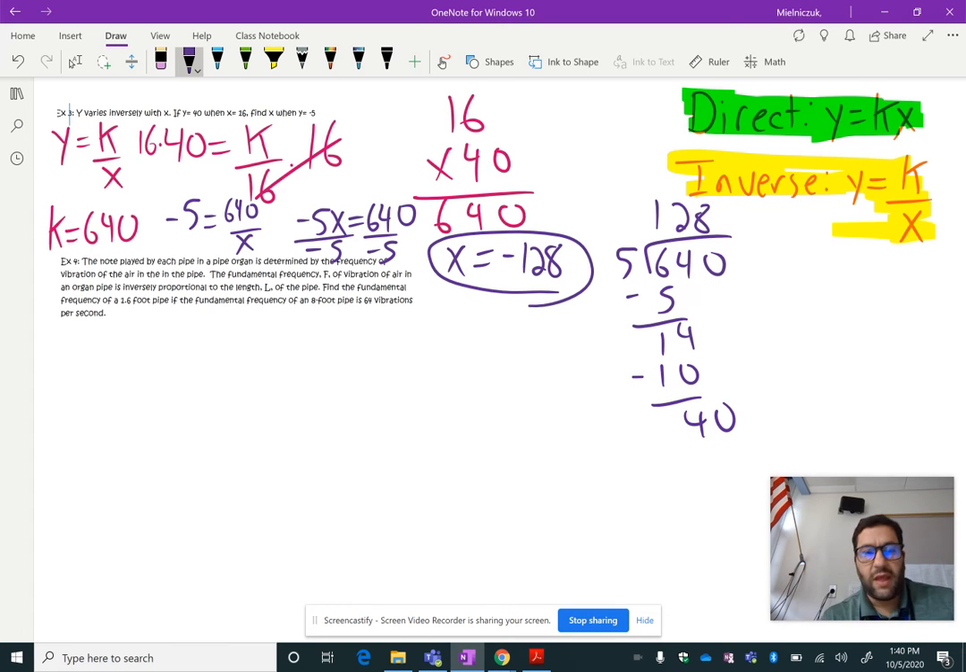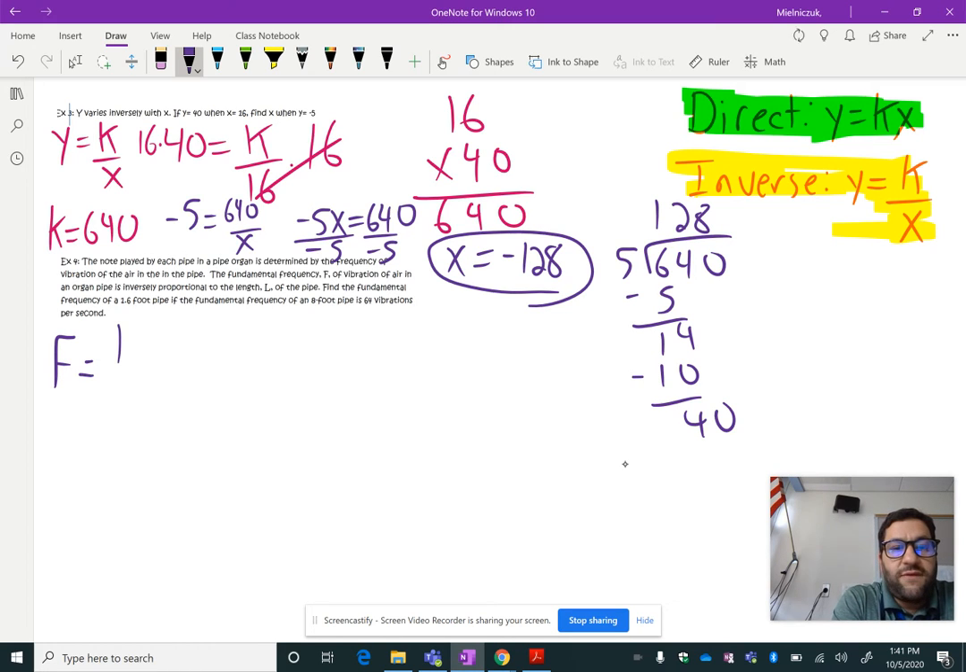Okay. Example 4. The note played by each pipe in a pipe organ is determined by the frequency of vibration of the air in the pipe. The fundamental frequency F of an organ pipe is inversely proportional to the length L. Now, I didn't mention this in the last video, but it's very important that you write the letters in the order you read them. That's going to tell you what goes on one side of the equal sign. That's going to tell you what's connected to the constant of proportionality.